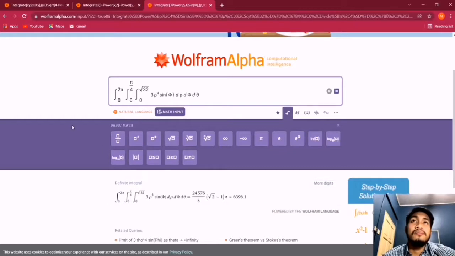Based on the three activities that I have done, I am doing the simulation by using Wolfram Alpha. So that's all from me.